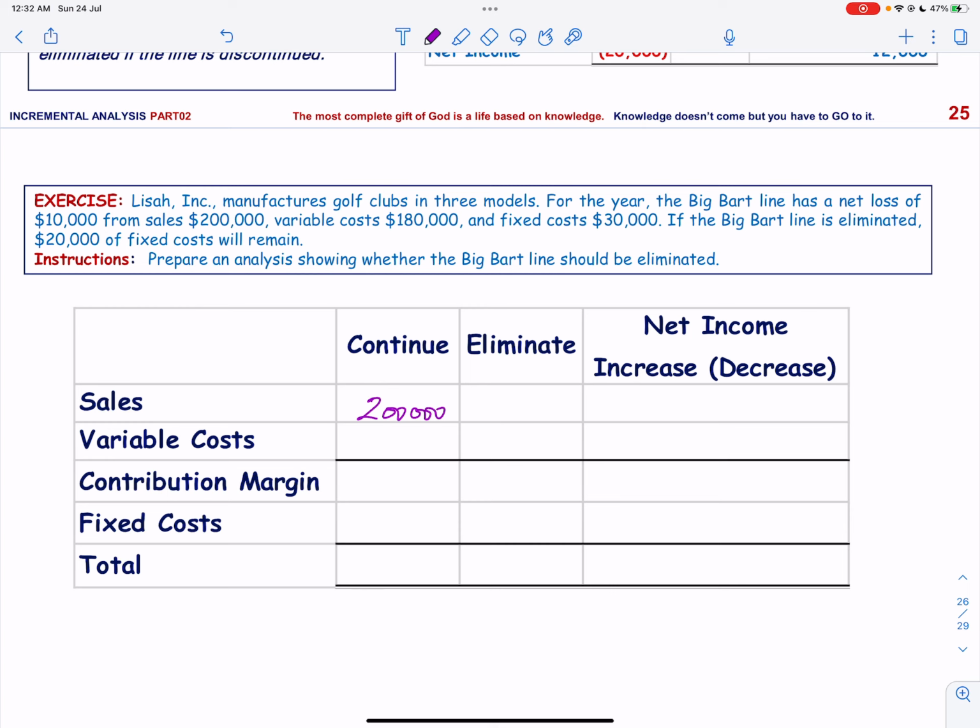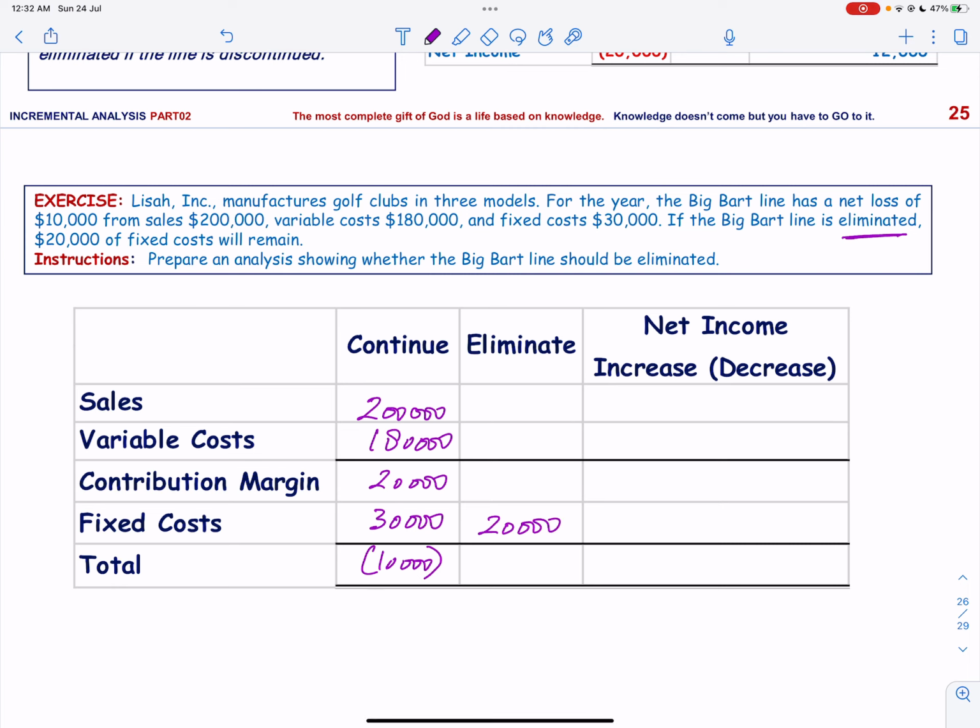And the variable cost is 180,000. And fixed cost, so the contribution margin is 20,000. The fixed cost is 30,000. So there is a loss of 10,000. If the Big Bart line is eliminated, 20,000 of fixed cost will remain.